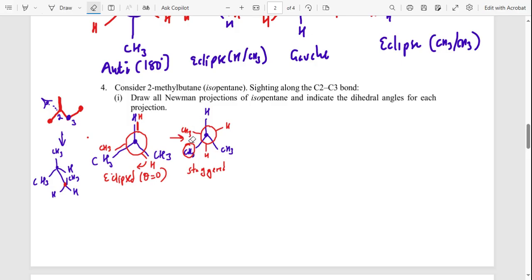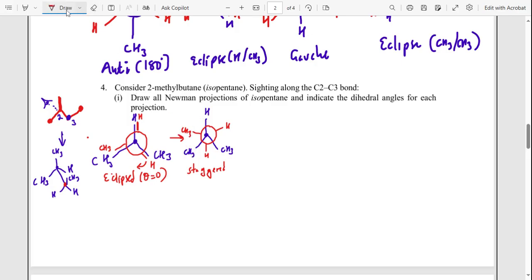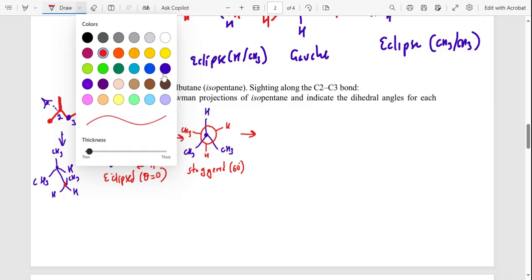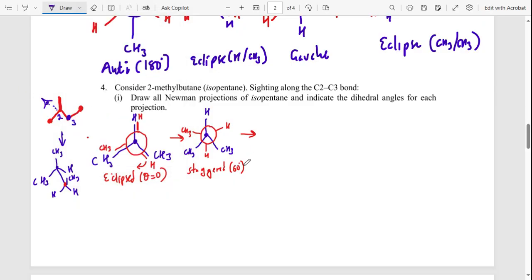Okay, so in this case, the bond angle between the atoms is going to be 60 degrees. I've mentioned that this is also known as a gauche. Every time you have CH3 next to CH3, we'll make another rotation, another 60-degree rotation. The carbon in front will still be the same. We have hydrogen on top. We have a CH3 here, and then a CH3 here.